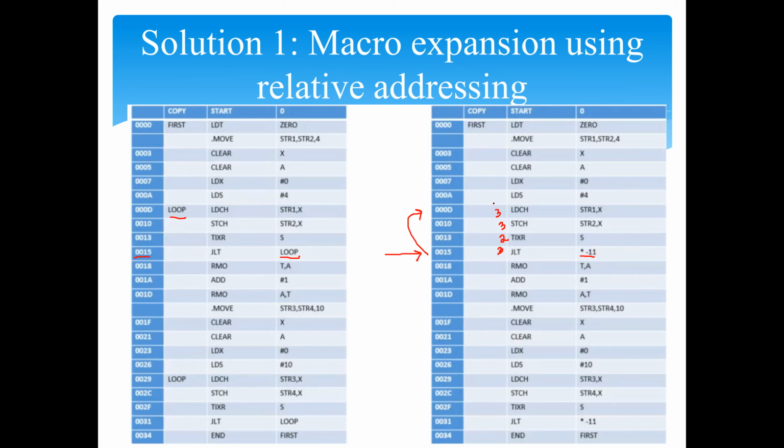So if you add all these together, you will get 11. So you have to jump back 11 bytes. That is the meaning. So if you subtract 11 from 0015, you will get 000D. So from the current location pointer, not 0015, actually the current location pointer points to 0018.